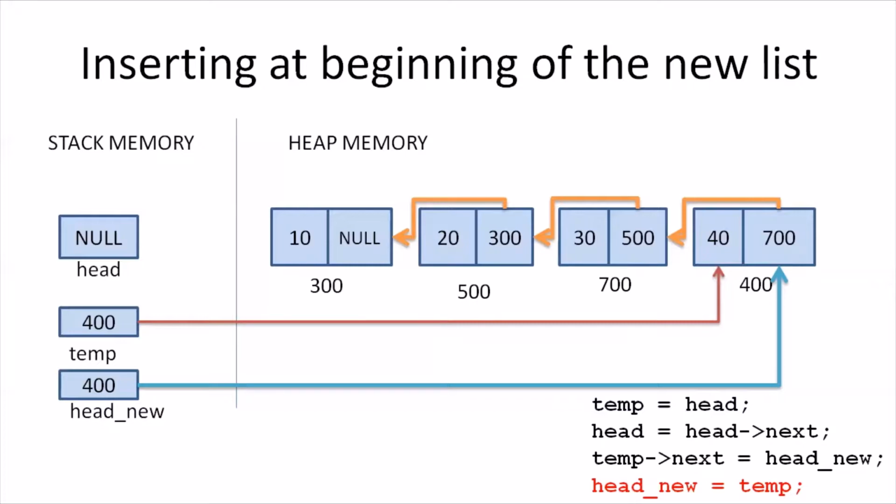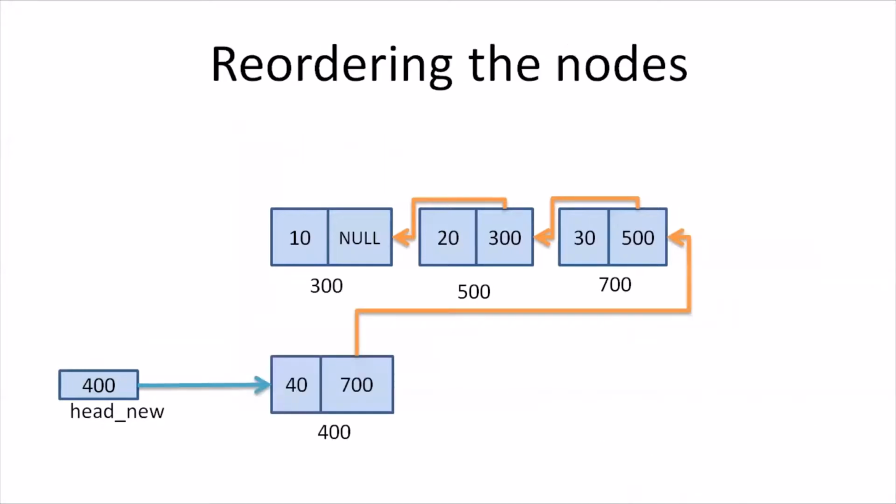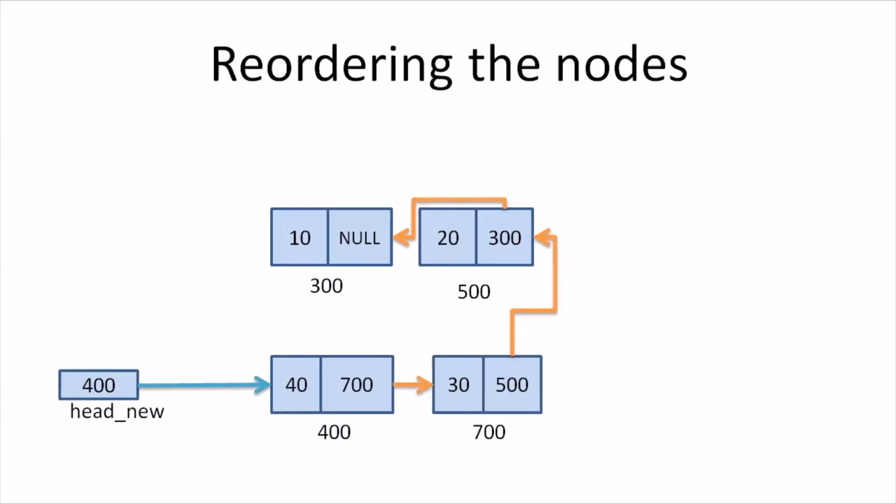Now let us check whether the linked list has actually been reversed or not. For that, we will simply reorder the nodes, keeping the links unchanged. So we will start with the node head new. Head new is pointing to the node at address 400, so we just reorder that. Now the node at address 400 is pointing to the node at address 700. Accordingly, we can shift or reorder the node at address 700 and we can place it like this. Now the node at address 700 is pointing to the node at address 500.